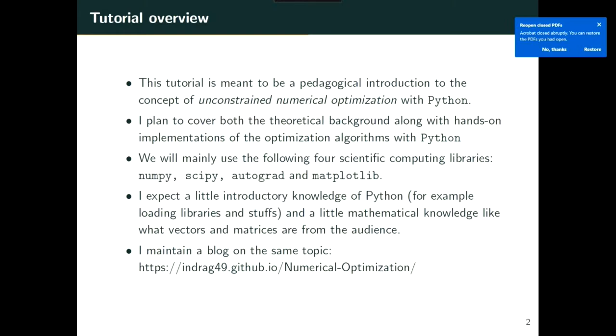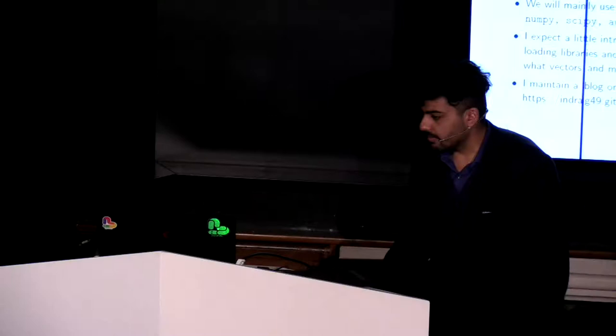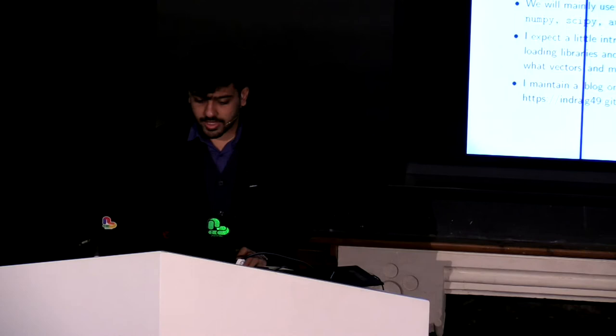Cool. So I think most of you have come across the NumPy package. It's a very important package if you are trying to do numerical work, mostly numerical algebra. And SciPy is another important package which is extensively used in scientific fields, mostly in high energy physics or, say, astronomy. I came across the package autograd when I was trying to learn this numerical optimization. It's a very cool package, and I will show how we use it extensively later. And obviously matplotlib for visualizations.